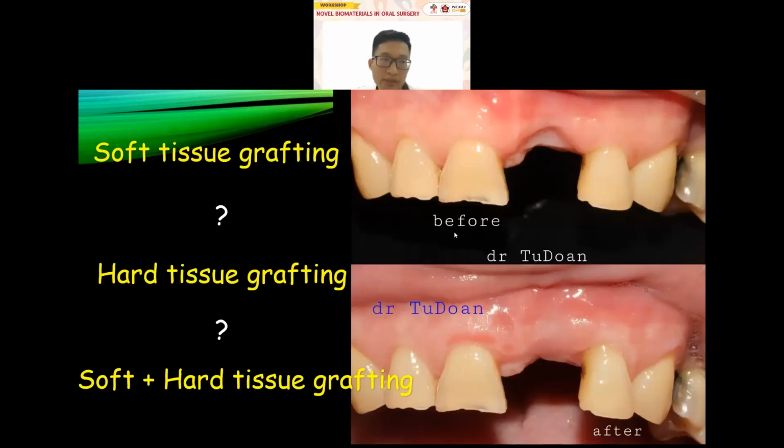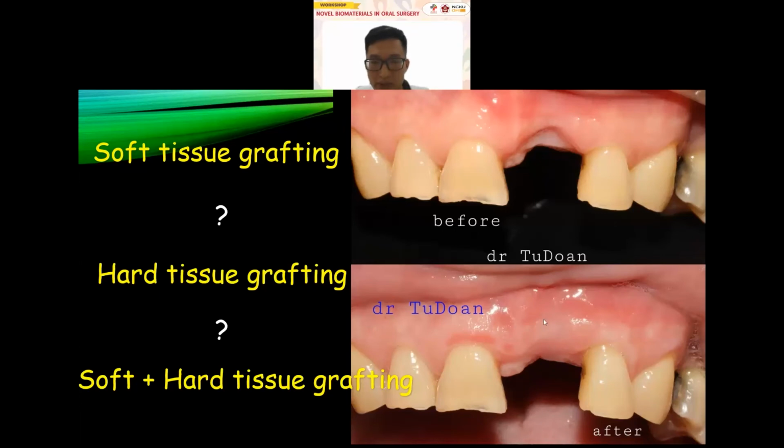So I made a survey for my colleagues with the question: which technique would you like to do in this case? The first one is soft tissue grafting alone. The second one is hard tissue grafting alone, and the third is soft combined with hard tissue grafting. So surprisingly, almost all my colleagues chose soft tissue graft only, but in this case, this is not enough. And in reality, I made soft and hard tissue grafting at the same time.